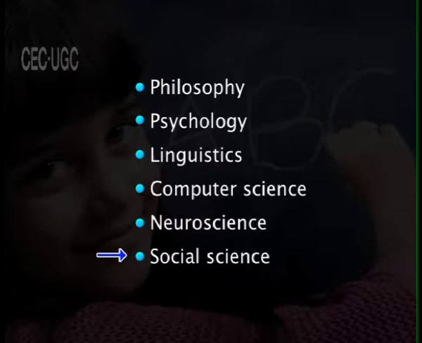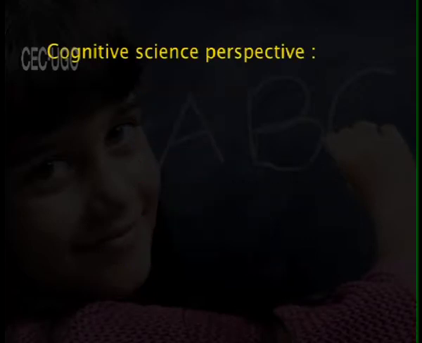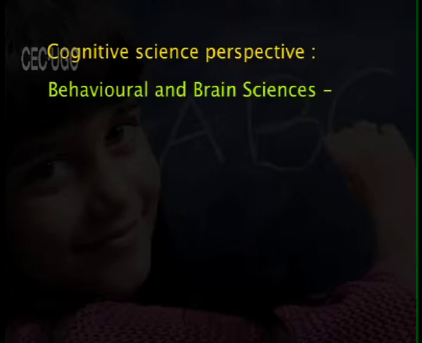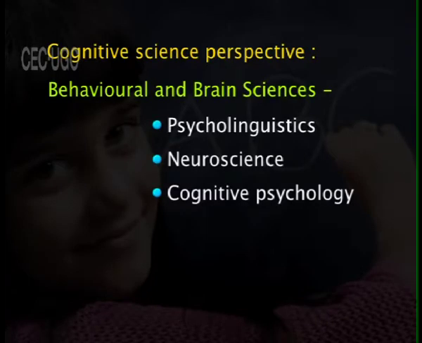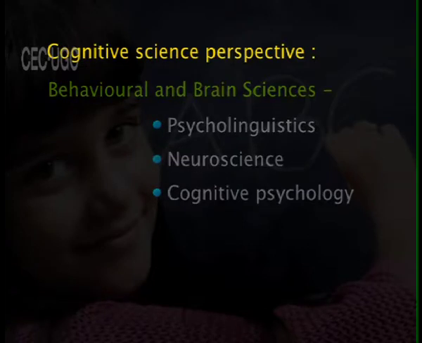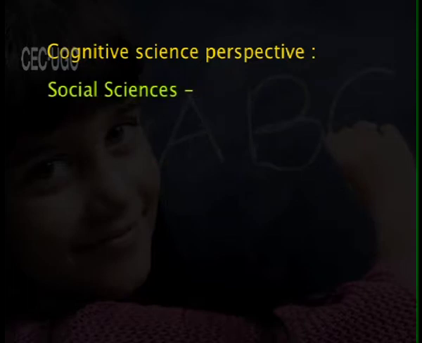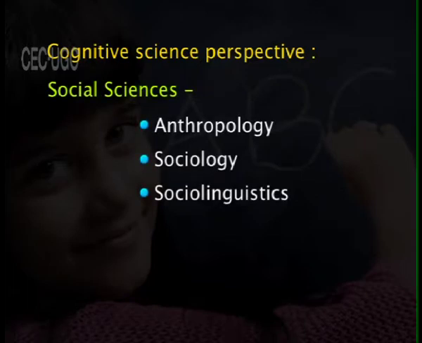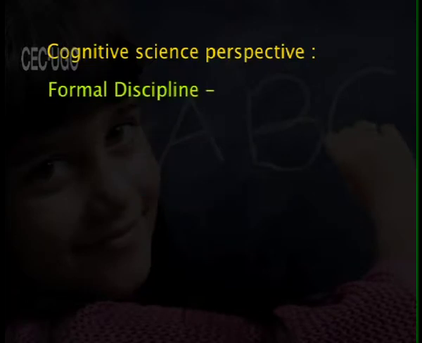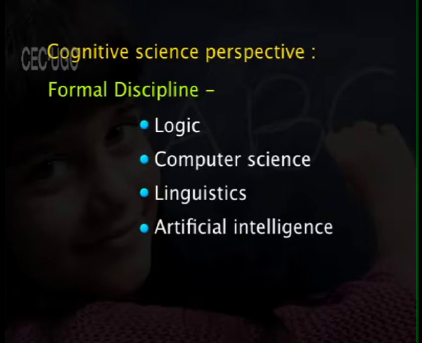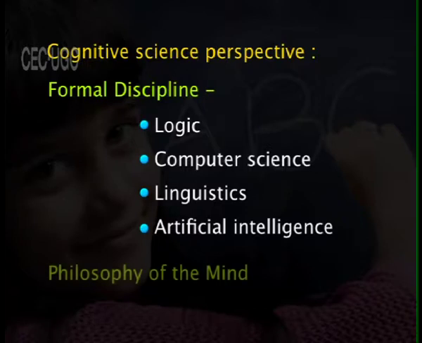We can group these disciplines in the following way. Fields that build cognitive science perspective are behavioral and brain sciences, including psycholinguistics, neuroscience, and cognitive psychology. Social sciences, including anthropology, sociology, and sociolinguistics. Formal disciplines, including logic, computer science, linguistics, and artificial intelligence. And finally, philosophy of the mind.